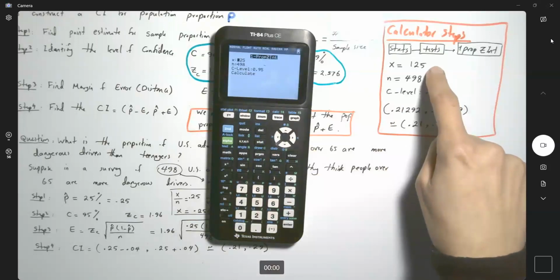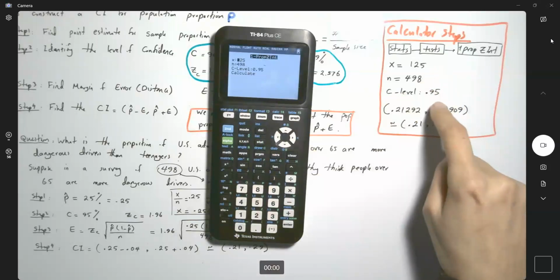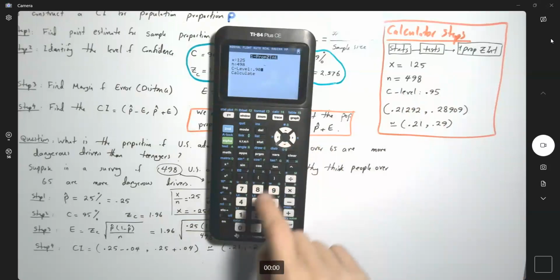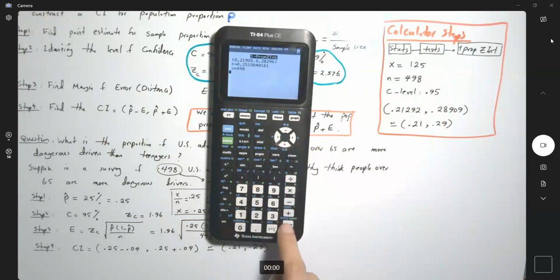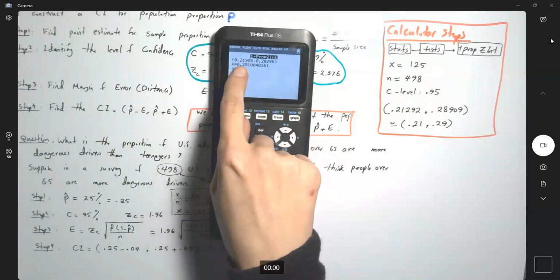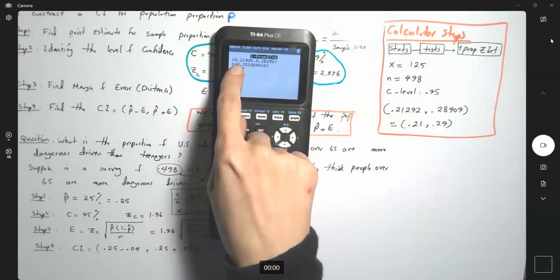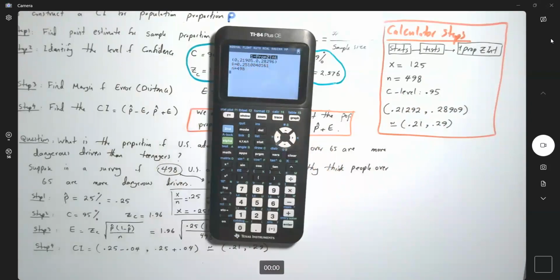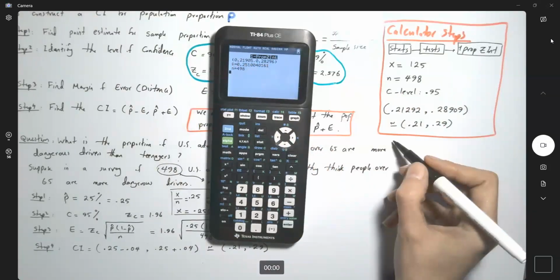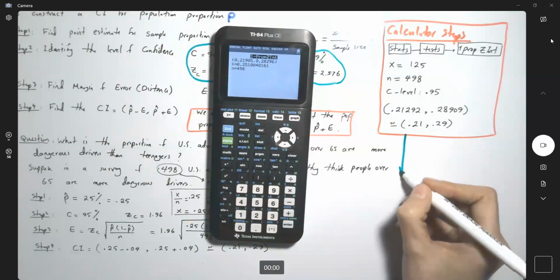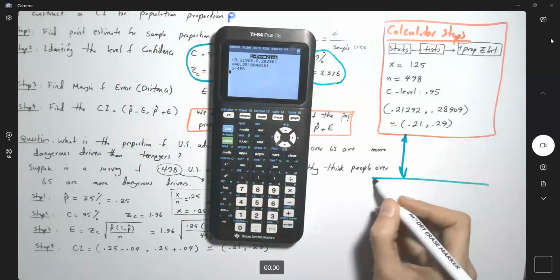X stays the same, N stays the same, but C level is going to be now, for example, 90%, 0.90. See, what do we get? Now you have 0.21905, which is going to be 0.22 or 22% to 28%. Take a look at this. So let me just open another box here for you and write it down.